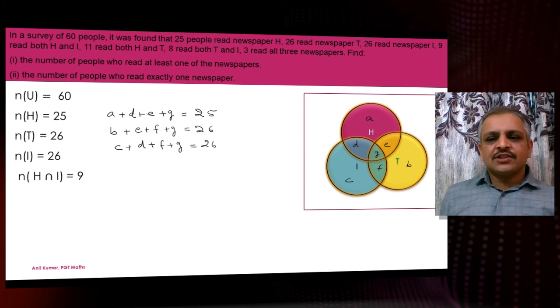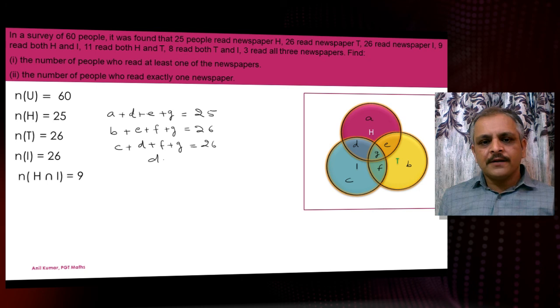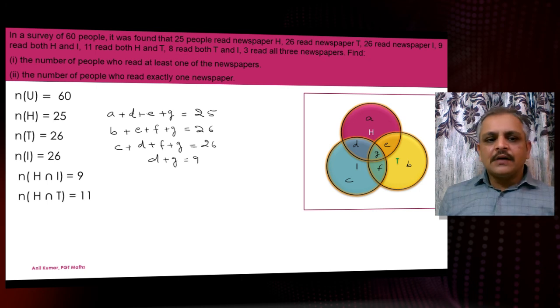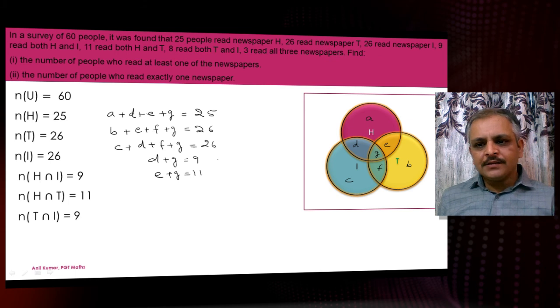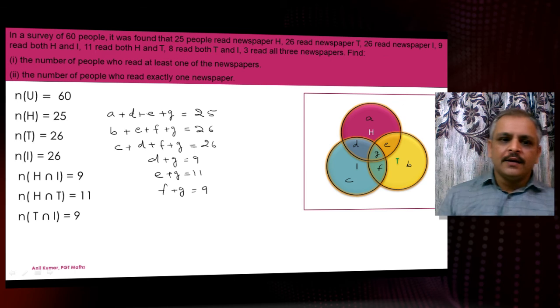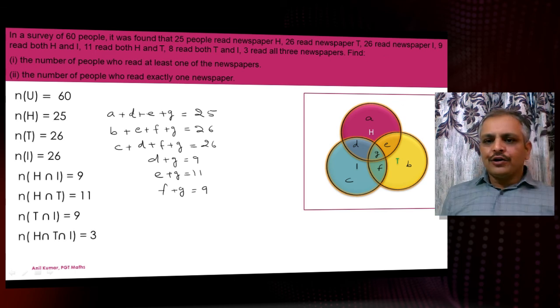So next is H intersection I. H intersection I means G plus D. So D plus G is equal to 9. H intersection T will be this part, G plus E. So E plus G, this is 11. Next is T intersection I. T intersection I means F plus G. So F plus G is given 9. And then all three common, that is value of G, is given 3.